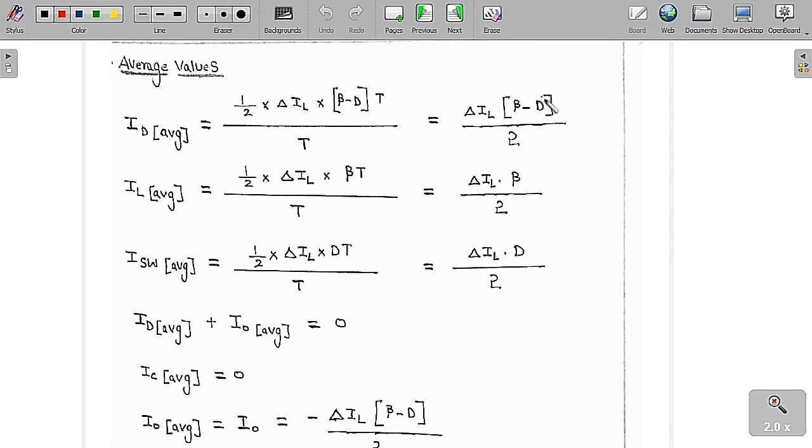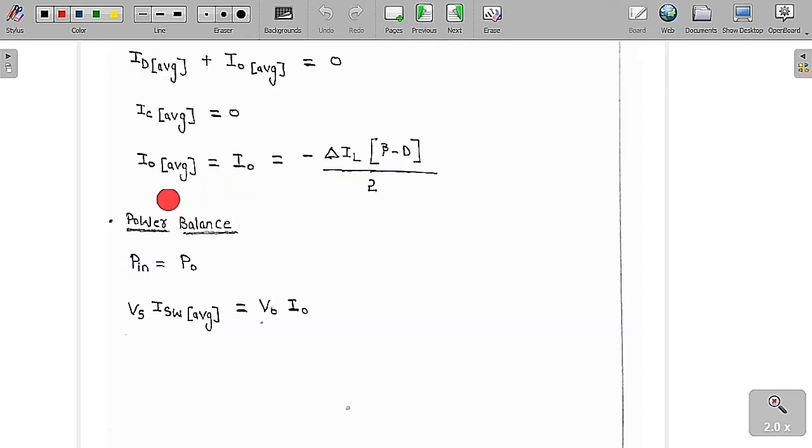ID average, this is the value, just keep the minus. So minus delta IL into (beta minus D) by 2. The ID average value we have just figured out. So I naught average is equal to I naught is equal to minus delta IL into (beta minus D) by 2.